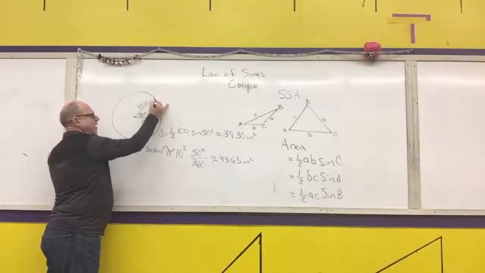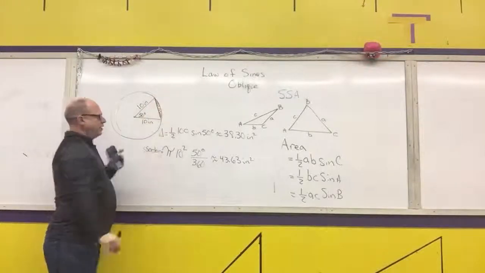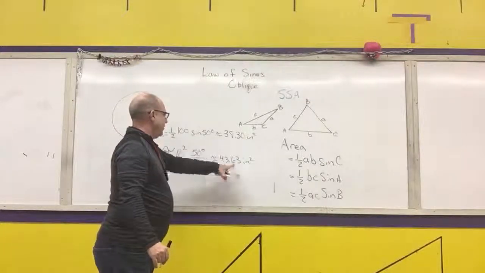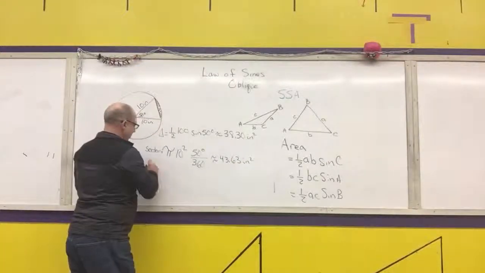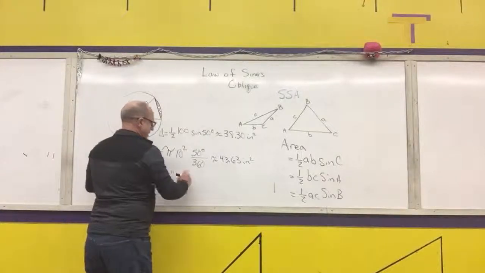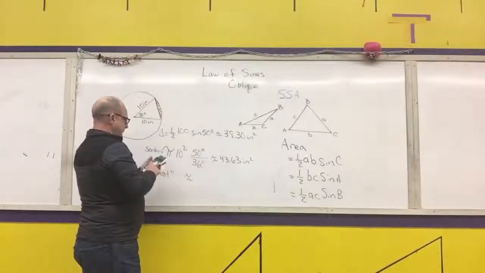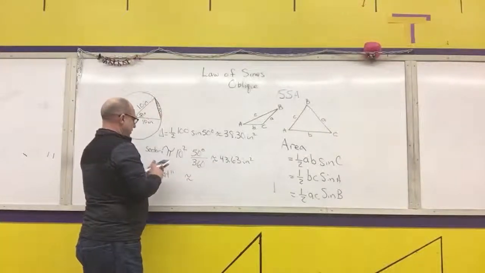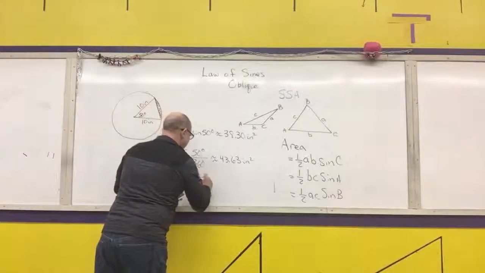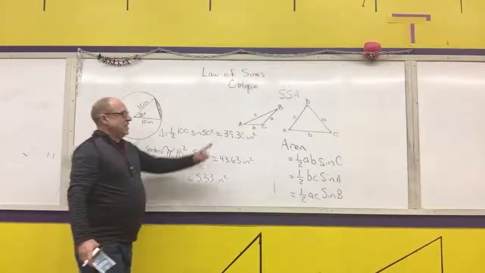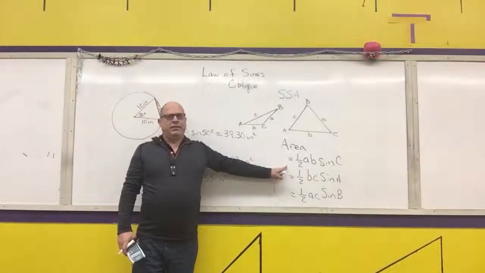And because I know the area of the whole piece of pizza and the triangle portion of the pizza, I can find the area of the crust by subtracting the triangle from the sector. So I'm going to call it the crust area, which is approximately 43.63 minus 38.30, approximately 5.33 square inches. To me, this is a very, very handy formula for area of a triangle.